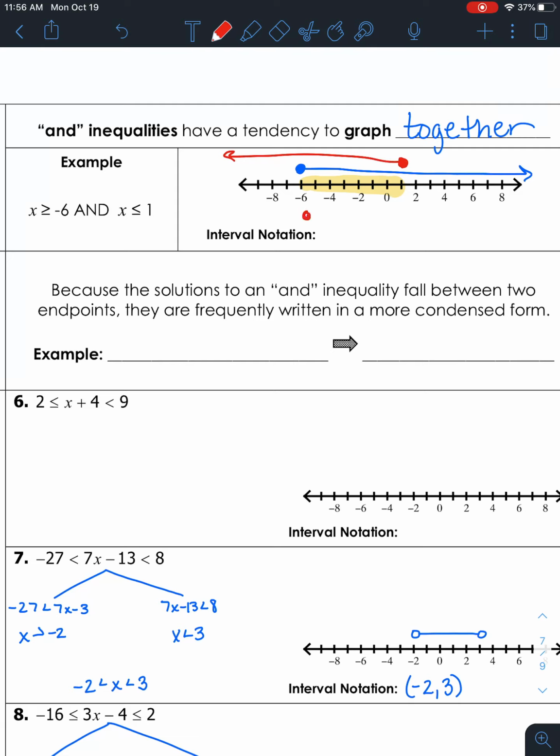A closed circle here at negative 6 and going all the way to a closed circle here at 1. My interval notation, closed circle at negative 6, gives me a bracket, comma, and then I'm going to go all the way to 1 with, again, another bracket because it's a closed circle.